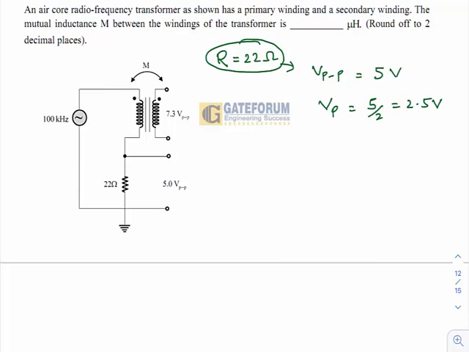So if peak voltage of this branch is known to you, the peak current of this resistance would be equal to, because this is a resistive element, so I can directly apply I is equal to V by R. Vp is 2.5 volt, R is 22 ohm. This would give you the maximum current as 0.114 ampere. So this is the peak current flowing through this element. So the same current must be flowing through this primary winding, okay?